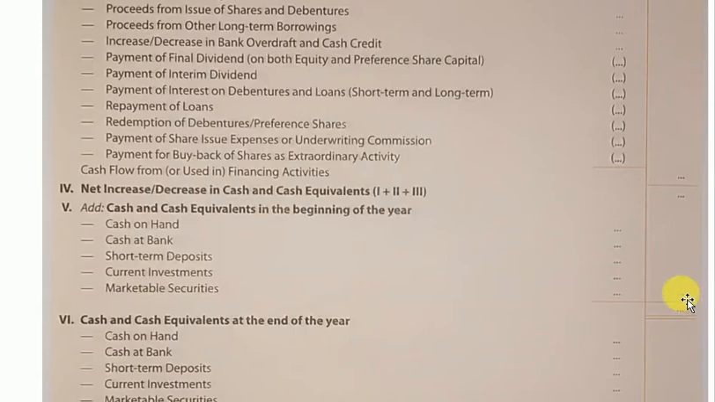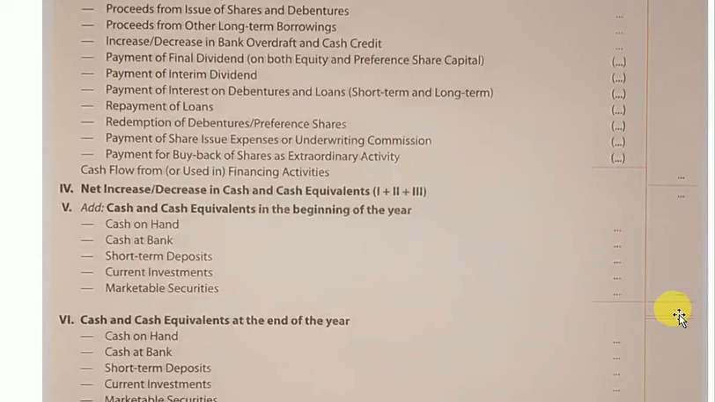And finally, the cash and cash equivalents in the beginning of the year and the total of three activities. That means point number 4 and point number 5 will be added and that total will be written here outside. Correct? We will add it and write the total outside. And what will be this final amount?